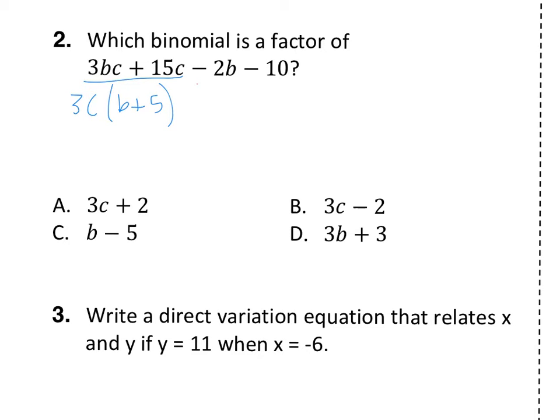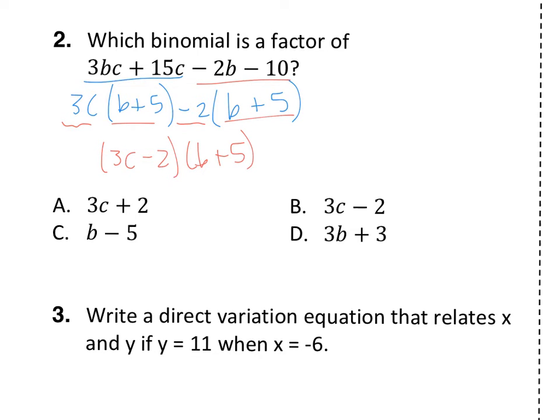Now within the negative 2b minus 10, I'm going to factor out a negative 2, and then get b plus 5, and that's great to see two factors that are alike, and that's what we want to see. So now when we rewrite our answer, we put the first two terms that we took out as a GCF together and get 3c minus 2 times the quantity b plus 5. So which of the following answer choices is a factor? Well, this would be letter B, 3c minus 2.